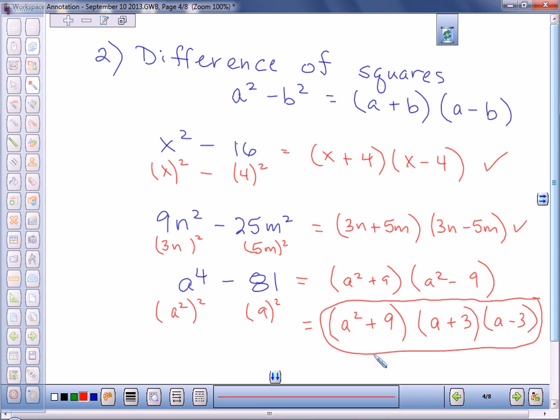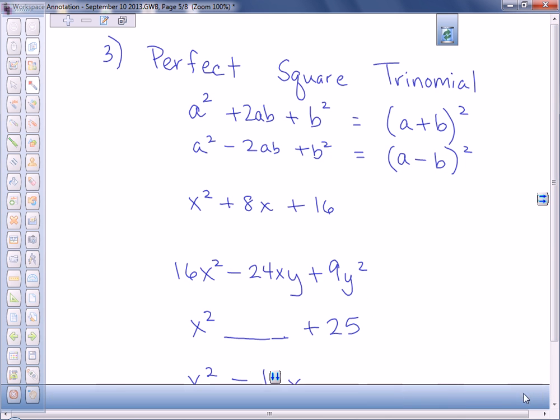Okay, so you only do it if it's a perfect square and a difference. The last one we're going to look at today is perfect square trinomials. These we've studied also. When we looked at them like this, we said: square the first one, double the product, square the last one. So now we're going to start with this part, a squared plus 2ab plus b squared, and we're going to factor it into a binomial squared, either the sum or the difference.